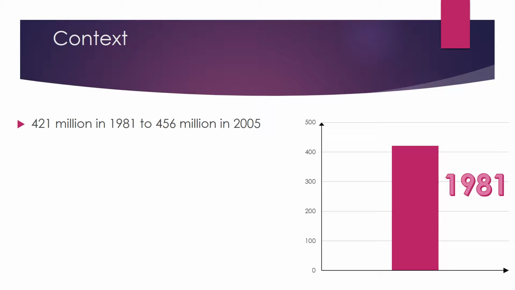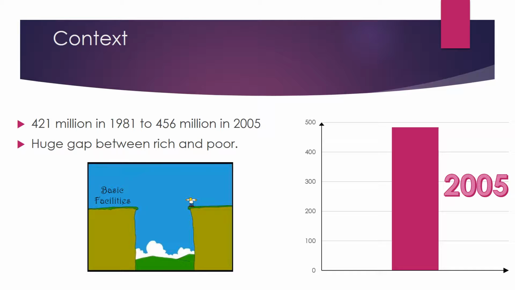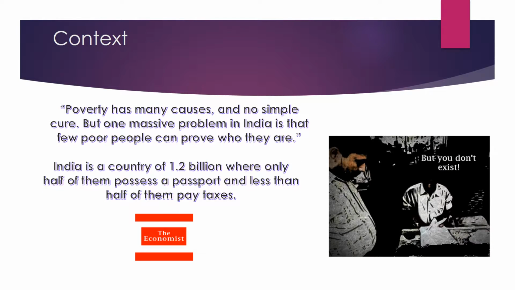To start with, there has been an increase in the number of poor people from 421 million in 1981 to 456 million in 2005. And despite taking initiatives, the poor still remain poor, which is mainly due to constraints like inadequate access to capital, inability to participate in markets, and lack of business skills. But why do they have inadequate access? Because more than half of the Indian population does not have an identity proof.